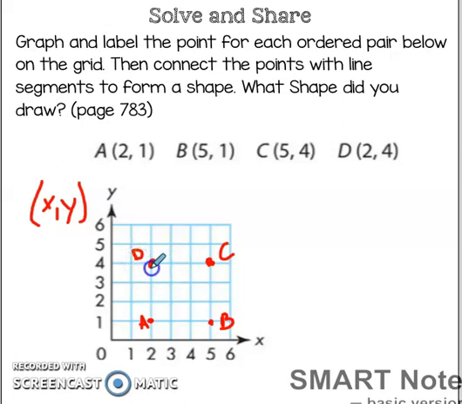Now, line segments are just the mathematical term for lines, so I'm just connecting them all. And what shape did we make? We made a square. It is a square, not a rectangle, specifically because it has 3 equal sides. There's 3 on the side, 3, 3, 3. So this is a square.